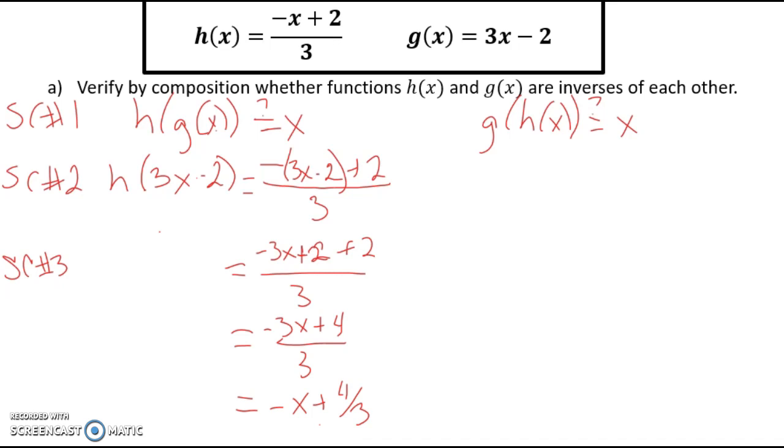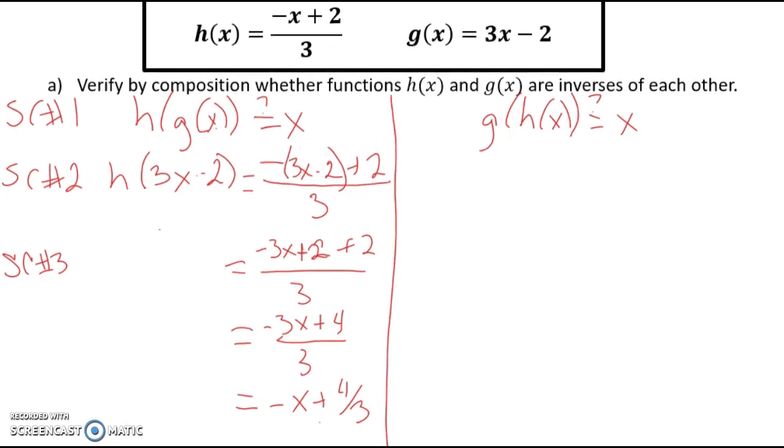For the sake of practice, though, I'm going to go ahead and compose the other half of this problem. So this time I have function g, and I'm putting the h of x into it. So I'm putting negative x plus 2 over 3 into g. So I'll rewrite function g, leaving a space for the x, and then put this negative x plus 2 over 3 into that space.